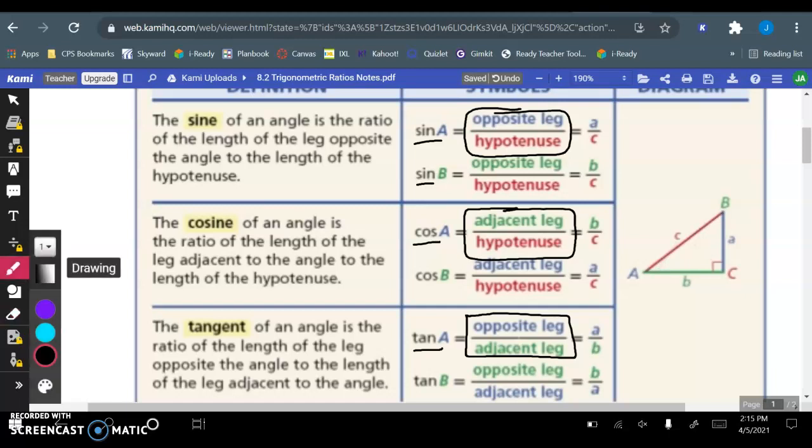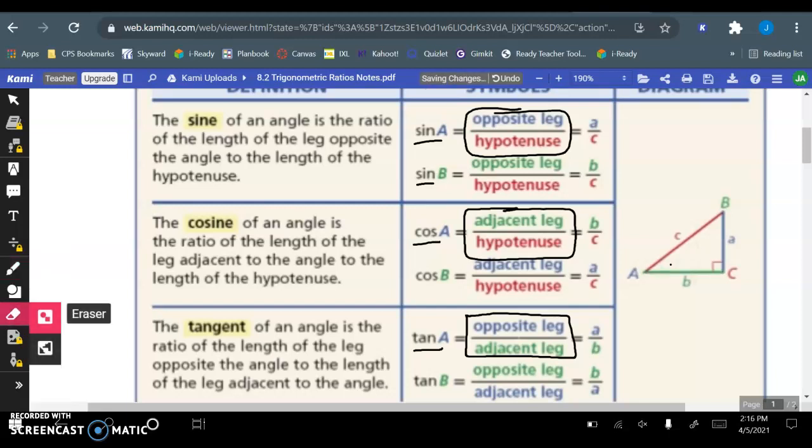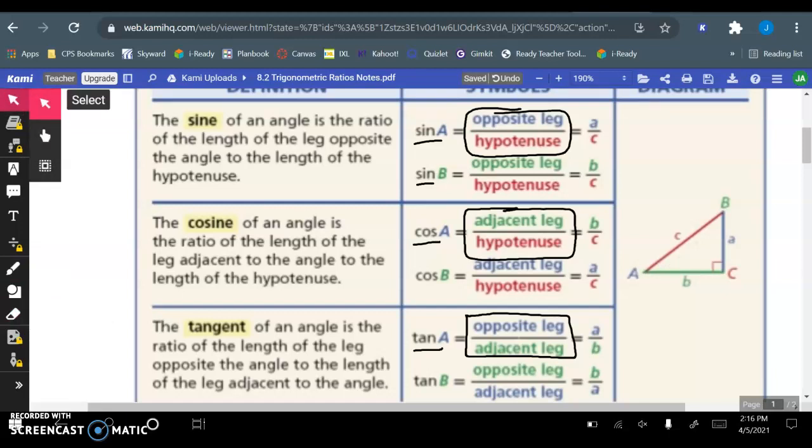All right, and then adjacent, so if I was talking about angle A, the adjacent leg would be this B because it is part of angle A. So adjacent is using one of those legs. And then the hypotenuse would be C, because the hypotenuse of this triangle is C. And then the tangent, again, if we were talking about angle A, opposite would be the small a, and then the adjacent leg would be B because it's part of angle A. So adjacent is right next to, opposite is across from, and the hypotenuse is the longest leg or across from that 90-degree angle.